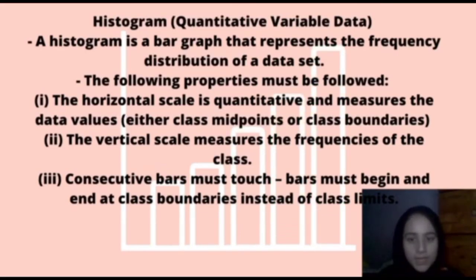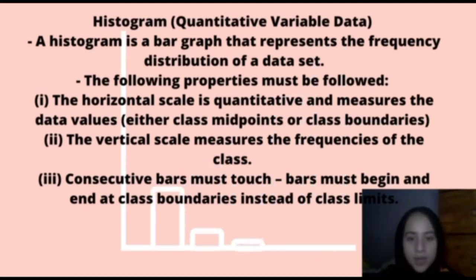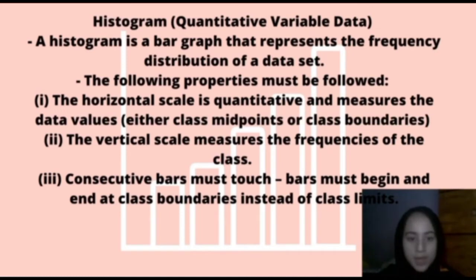So, the first graph is the histogram, for quantitative variable data. A histogram is a bar graph that represents the frequency distribution of a data set. The following properties must be followed. The horizontal scale is quantitative and measures the data value at the class midpoint or class boundary. Second, the vertical scale measures the frequency of the class. And last, consecutive bars must touch. Bars must begin and end at class boundaries instead of class limits.